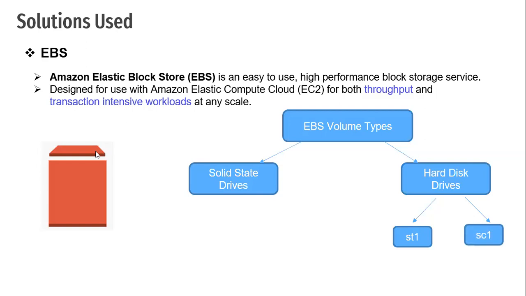Then come solid state drives. These solid state drives are of two types. The first one is IO1. IO1 is a high performance EBS storage option, which is for transactional workloads which are latency sensitive. And the second option is GP2. This is the general type of disk when we create our EBS volume. Mainly it is used for boot volumes and low latency interactive applications.